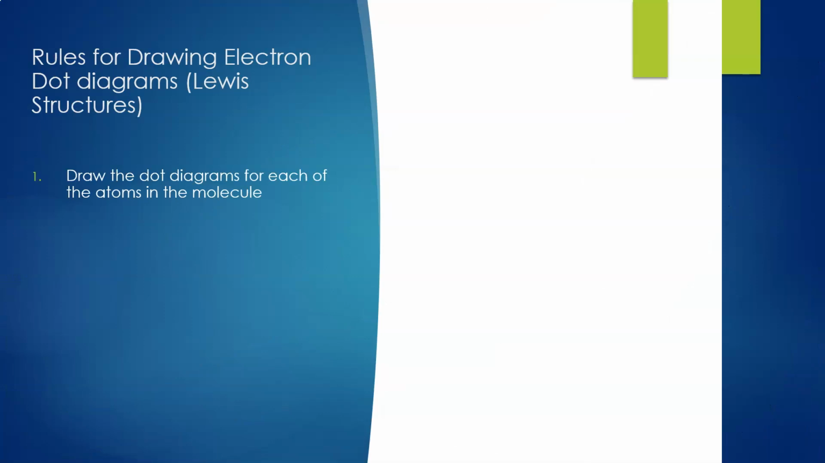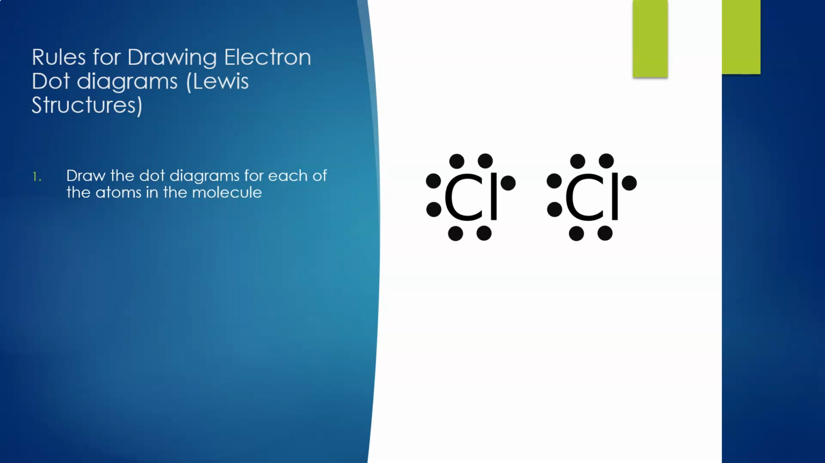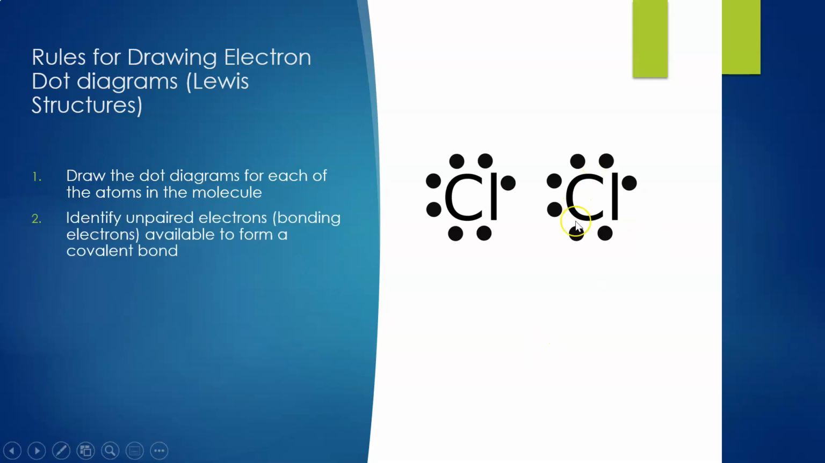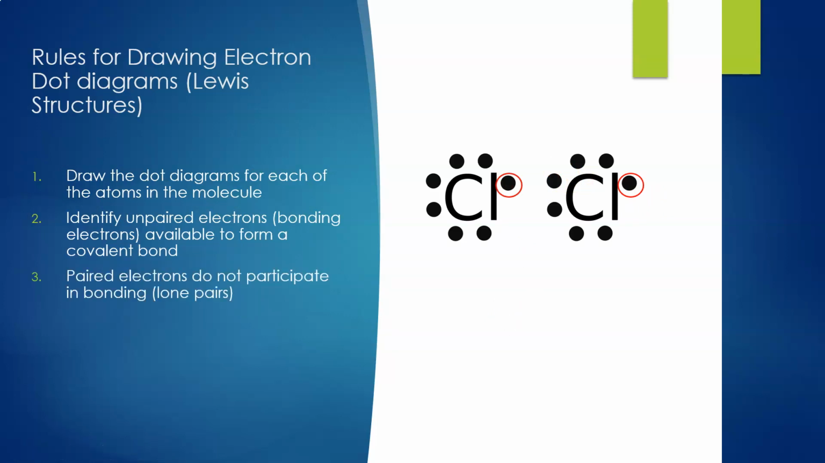Okay, rules for drawing our electron dot diagrams. Draw the dot diagrams for each of the atoms in the molecule. When you do draw them, you need to be cleverer than this. You'd move that one over that side, so that they can share. I couldn't get that image, so I've just had to put this one up for a minute. You need to identify the unpaired electrons. So for example, if you had that one there, then you could say these two are the unpaired. All the other electrons are not going to be involved in the bond.